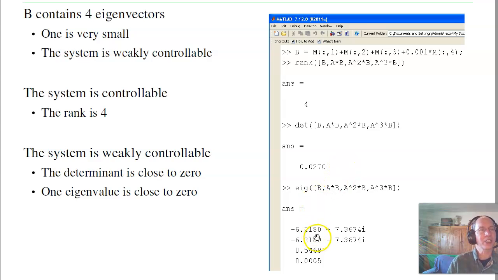If I look at the eigenvalues, 3 eigenvalues are fairly large. A fourth one is really, really small. And that tells you that one of these modes is very difficult to control from that input. So this would be a weakly controllable system.